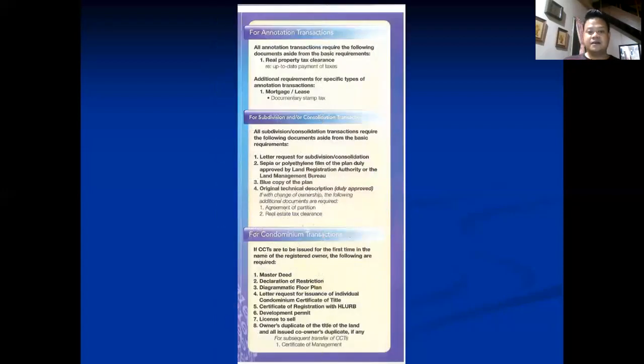Okay? Now, for annotation transactions. What are these annotation transactions? These are the memorandum of encumbrances. Di ba? Ito yung mga pinapa-annotate mo doon. So, yung mga nasa likod ng title. So, all annotation transactions require the following documents aside from the basic requirements. Yung 1, 2, 3, 4. Well, you have to have a real property tax clearance. Di ba? And additional requirements for specific types of annotation transactions.